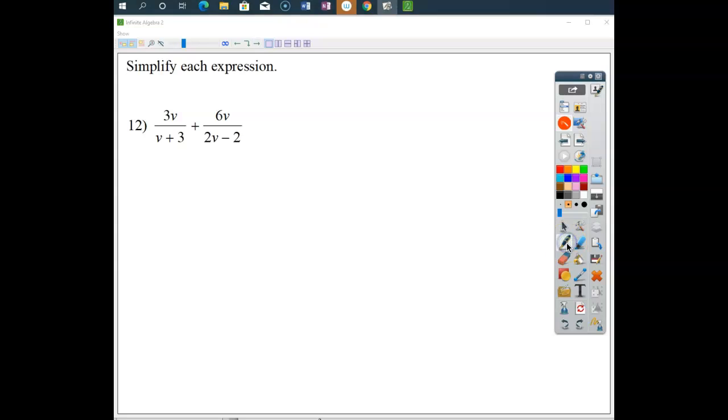So now we're moving into addition. In order to add rational expressions, they need to have a common denominator. So the first step is to factor those denominators. On the bottom left, that cannot be factored, so it's just going to stay the same. But the bottom right can be factored. 2v minus 2 can factor into 2 times v minus 1.